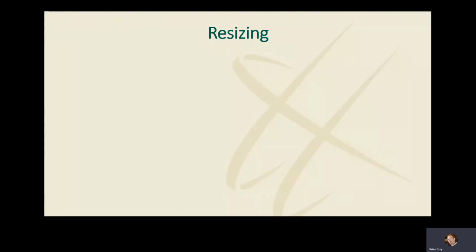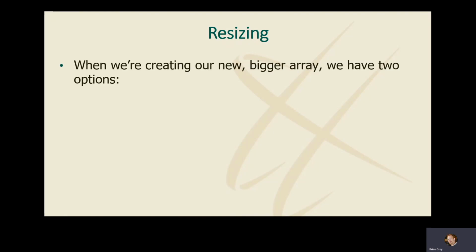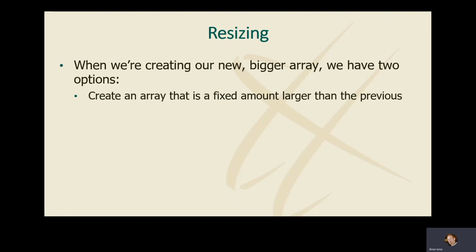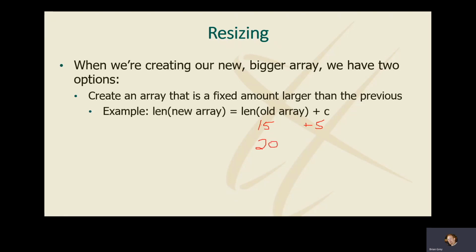We're going to need a new and bigger array. So we're going to have two different options that we're going to need to go for, right? We can consider creating an array that is bigger than the old one by a fixed amount. In other words, our length is going to grow by some constant c. Our old array was 15 elements, and we're going to add 5 more elements, right? And then our old array was 20 elements, and once again, we're going to add 5 more elements, and then 25 plus 5, and so on and so forth, into perpetuity.